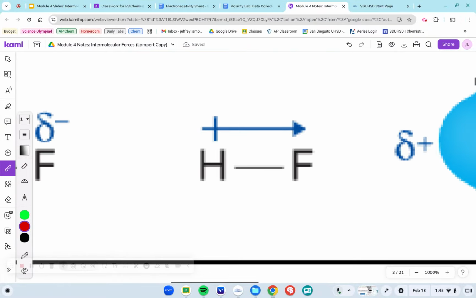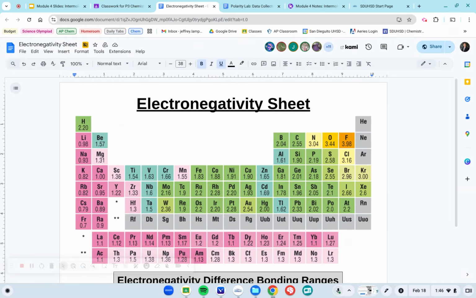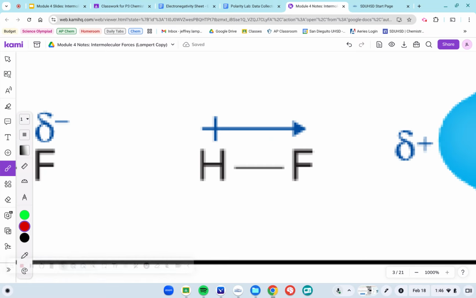So starting here, let's talk about what this arrow means. This arrow is showing where the electrons move. If we check our electronegativity sheet, hydrogen has an electronegativity of 2.2. Fluorine has an electronegativity of 3.98. So since fluorine has the higher electronegativity, it's going to pull electrons towards itself. So electrons in this bond are going to move towards fluorine. So we're just showing where electrons move with that arrow. Does that make sense so far?